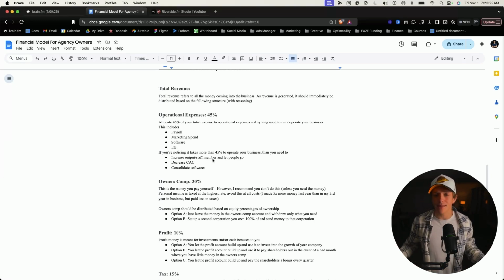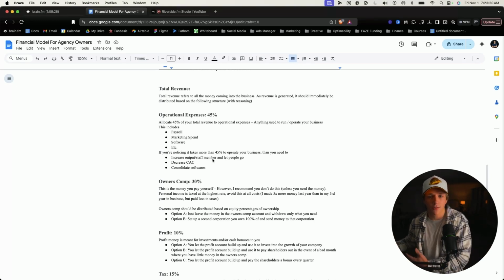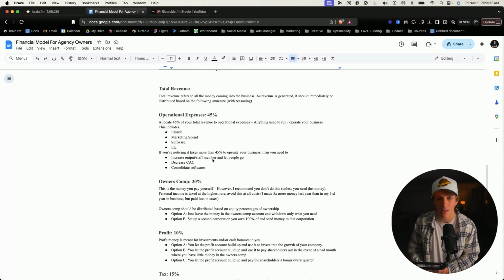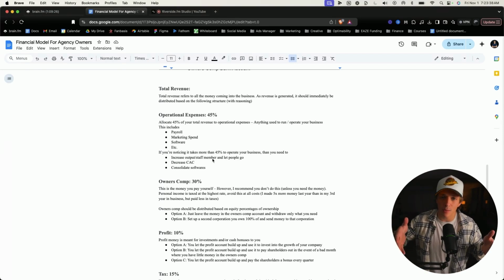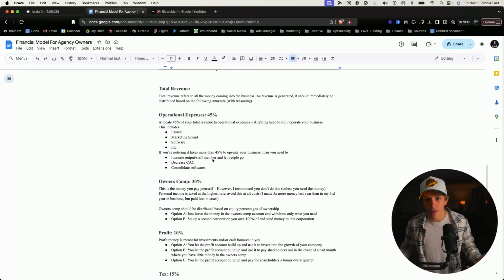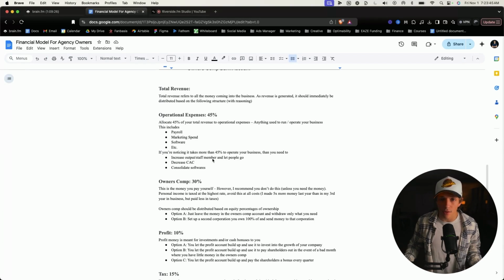Right? Well, in that case, you have to decrease your cost of acquisition. So you have to make better ads, make better offers, have a better sales process. You know that if you're spending too much to acquire a customer, that is where the problem is, right? Or maybe you're spending too much on software. Well, what you can do is you can consolidate software, right?